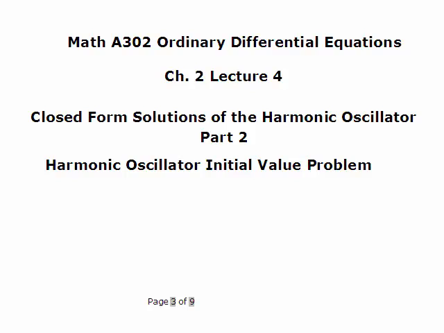This is the second lecture on the harmonic oscillator for Chapter 2, Ordinary Differential Equations. In this lecture I will show you how to rewrite those constants, the C1 and C2, for the solutions in terms of the initial values from the initial value problem.